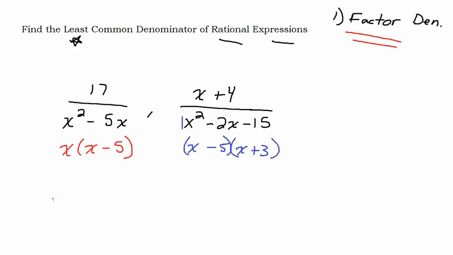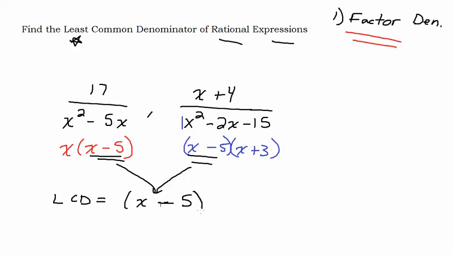All right, what do these guys have in common? Well, they both have a factor of x minus 5 in common. So that's going to go in my least common denominator, x minus 5. And what do we have left? We have a factor of x over here, and then we have a factor of x plus 3. So that would be my least common denominator.